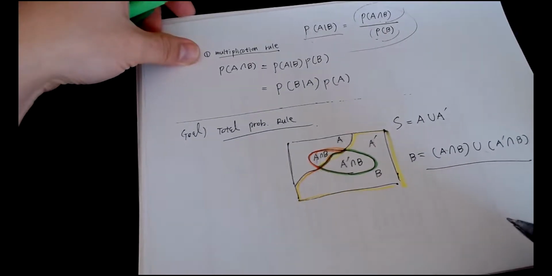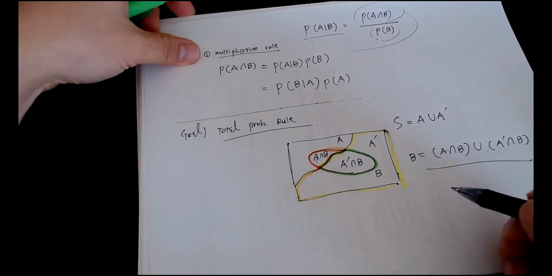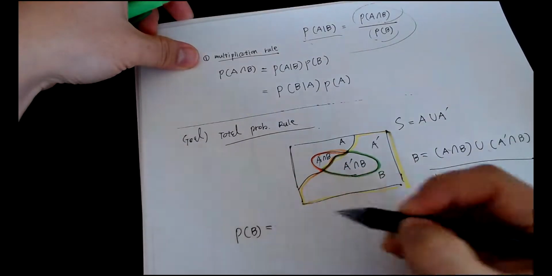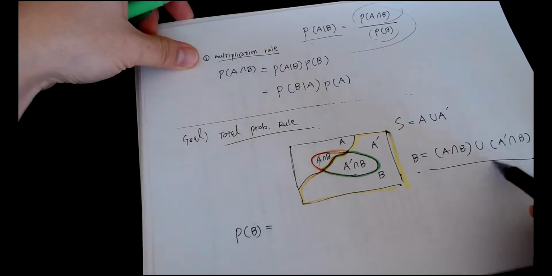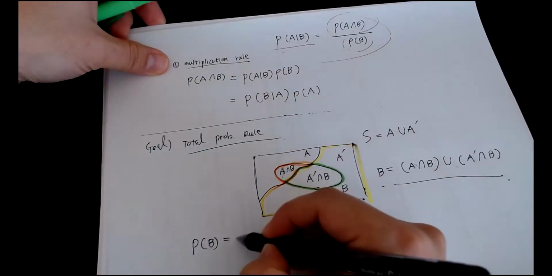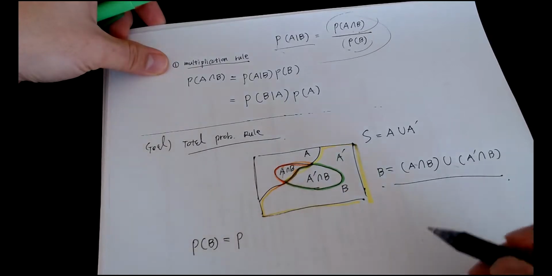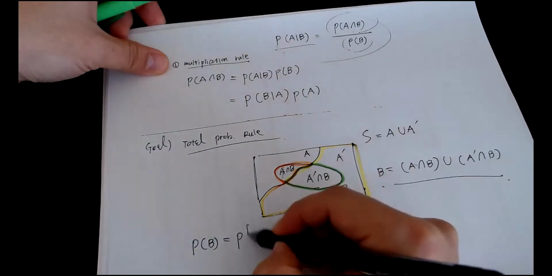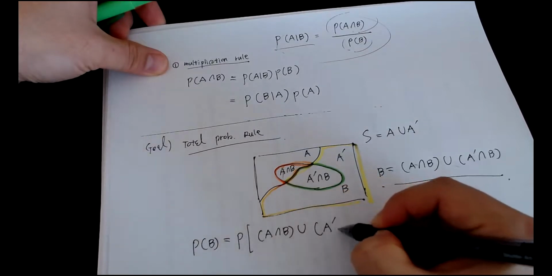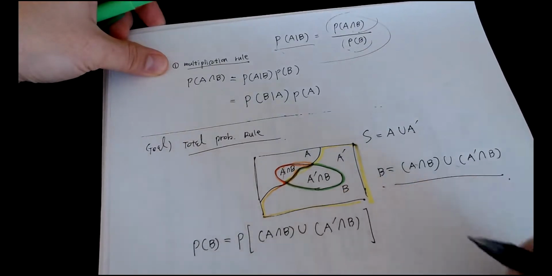Now I want to find the probability of B. Since we figured out that B is equal to A intersection B union A complement intersection B, the probability of B is equal to the probability of A intersection B union A complement intersection B.